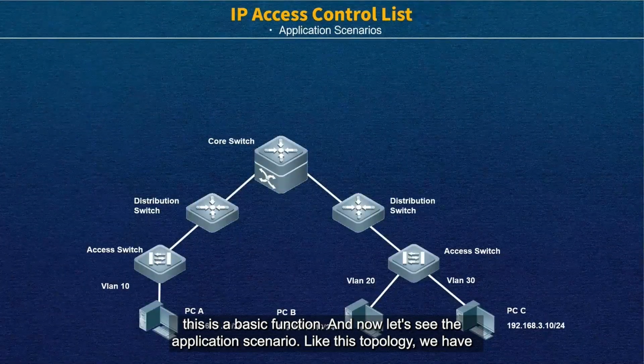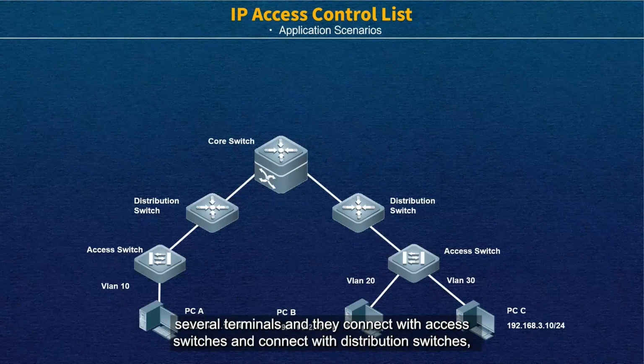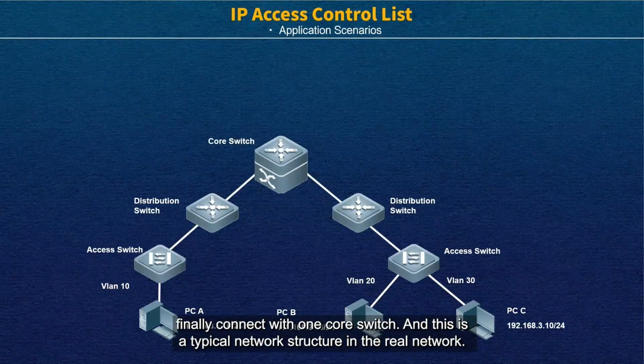And now let's look at the application scenario. Like this topology, we have several terminals and they connect with the access switch and connect with the distribution switch, finally connecting with one core switch. And this is a typical network structure in a real network.